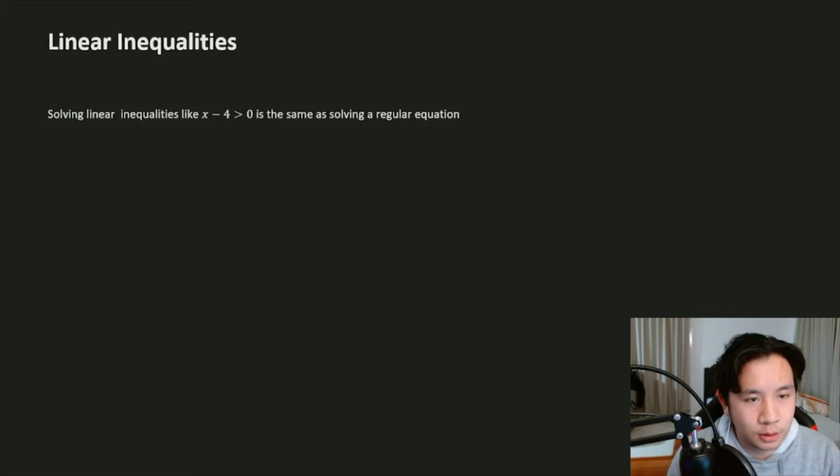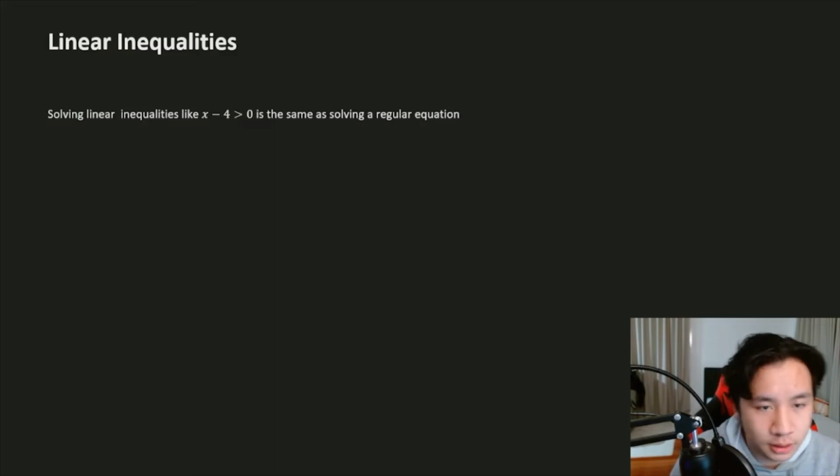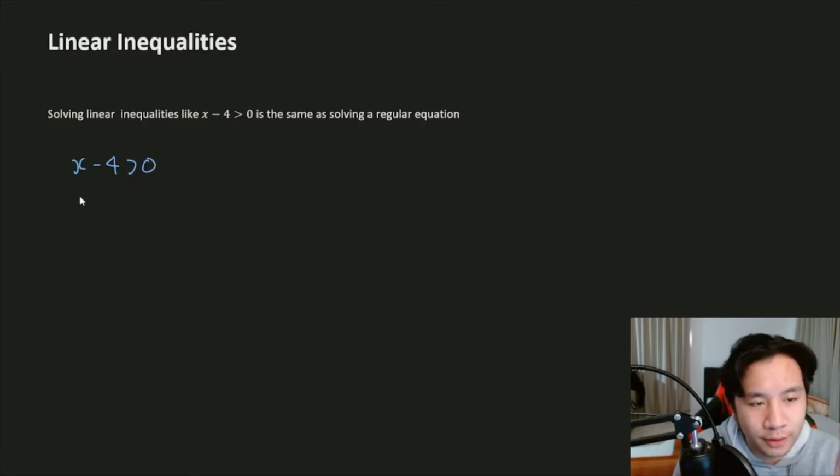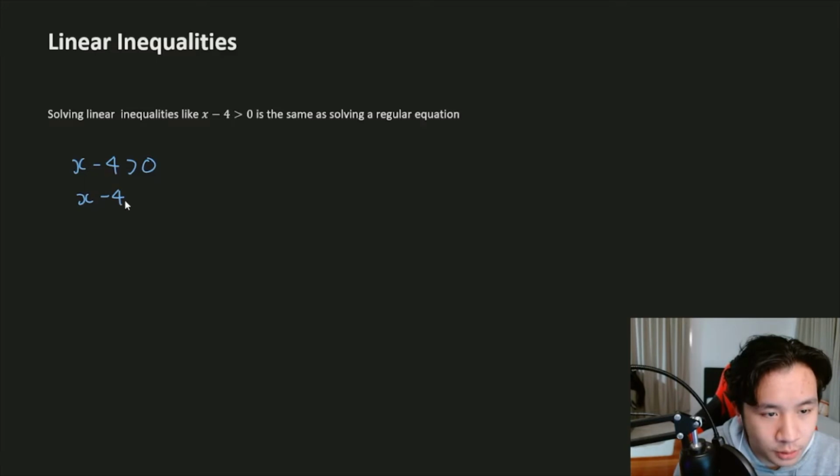Right, so this part is talking about solving linear inequalities. So say, for example, you had x minus 4 greater than 0. This is very similar to solving x minus 4 is equal to 0. So if you were to solve this one right here, you would get x is equal to 4. And so when you're trying to solve this, you apply the same principle. So you bring the -4 over, so x greater than 4. Okay.